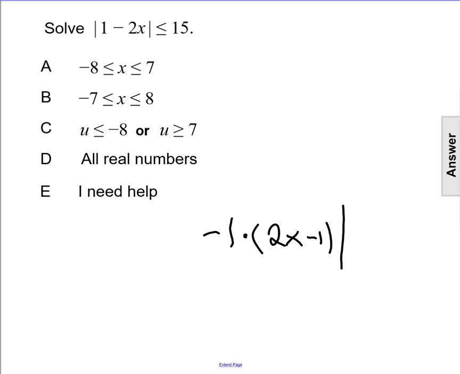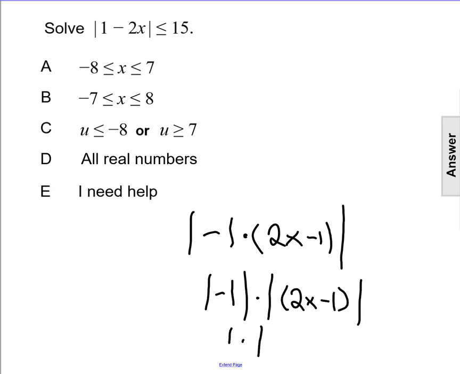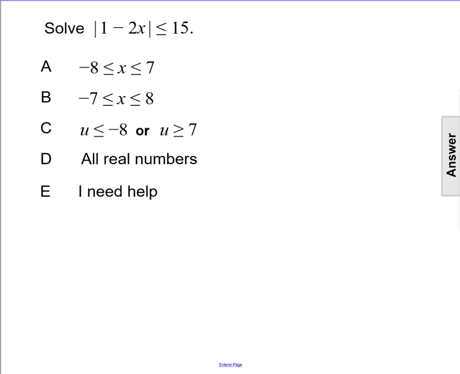But since they're in absolute values, I can take the absolute value of the two products. So I have the absolute value of negative 1 times the absolute value of 2x minus 1. And the absolute value of negative 1 is positive 1. And positive 1 times the absolute value of 2x minus 1 is going to be the absolute value of 2x minus 1. That is going to come up in the problem here, so I wanted to review that before we get started by looking at the solution.